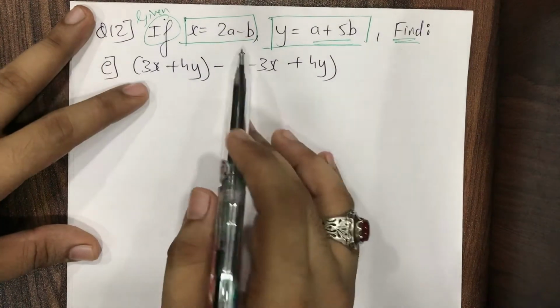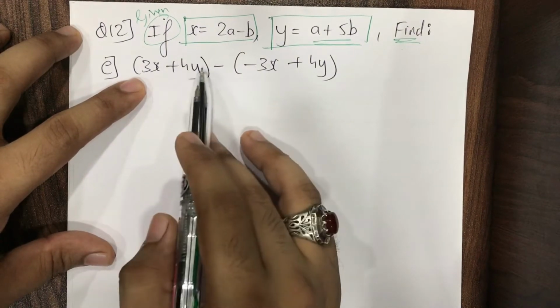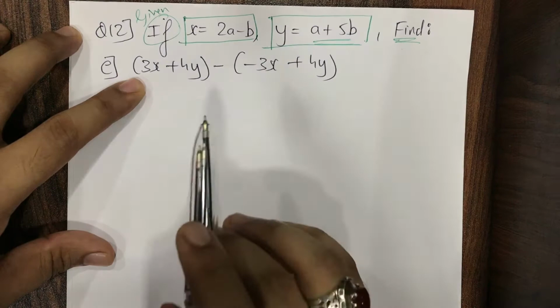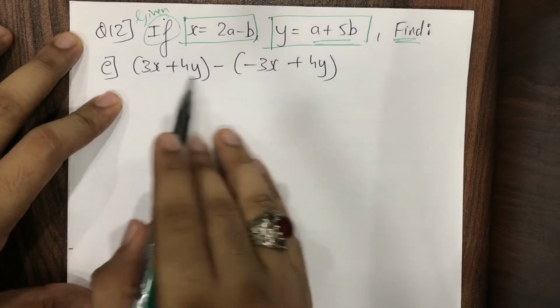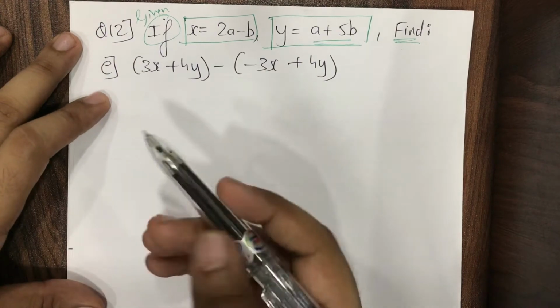But students, just don't substitute blindly. Wherever we have x, we have to put 2a minus b, and wherever we have y, we have to put a plus 5b. If you see this, we have a long expression here. We can simplify it to some extent. Yes, we can simplify it.